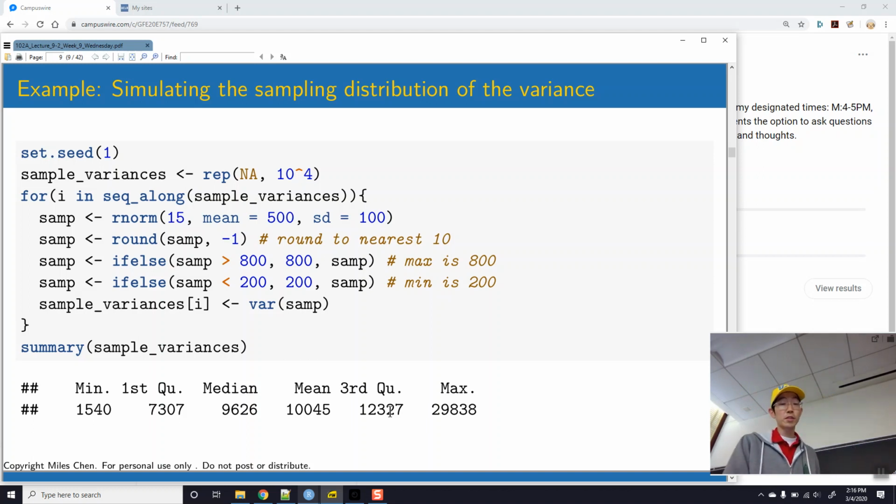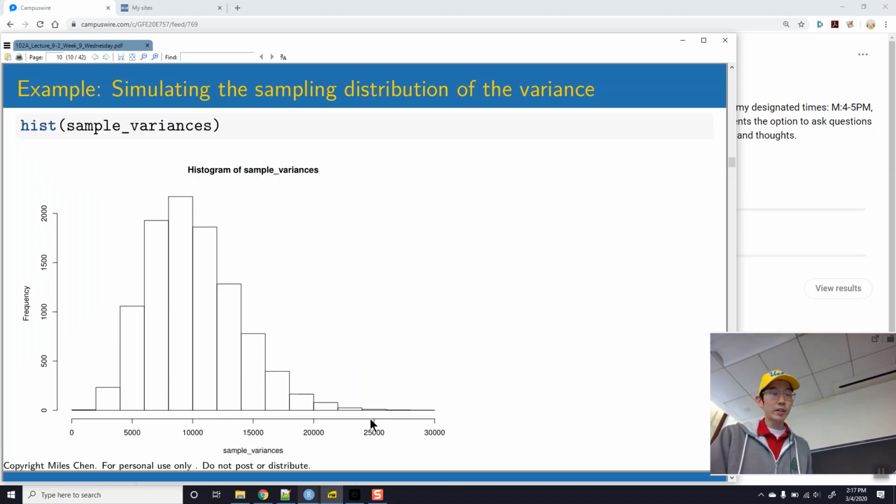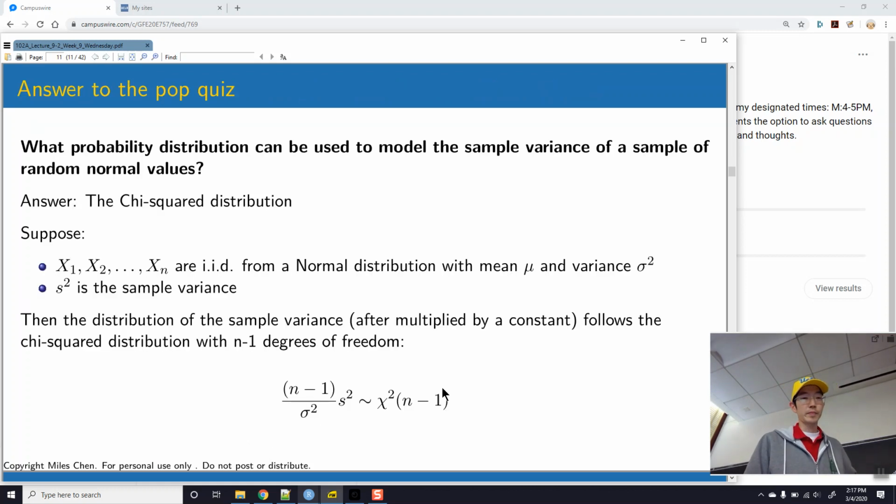And then here are my summary statistics. My mean is around 10,000. My median's a little bit lower. Max is close to 30,000. My min is down at 1,500, which is really low, but first and third quartile are around 7,000 and 12,000. And here's the graph. Sample variances going anywhere from 0 up to 30,000. Here's our frequency, right? And so yes, the answer to our pop quiz: chi-squared distribution, right?